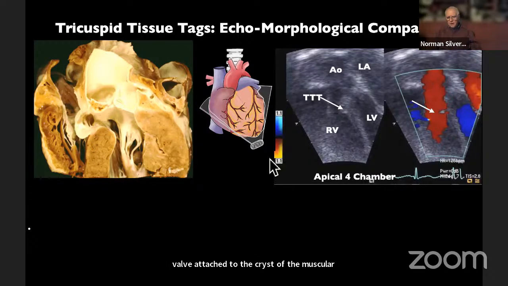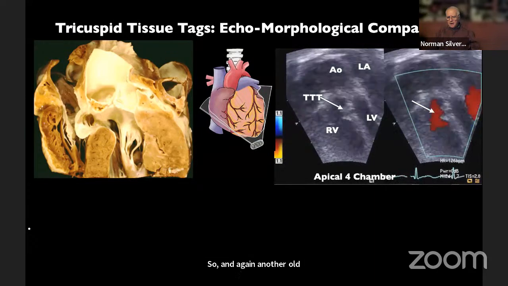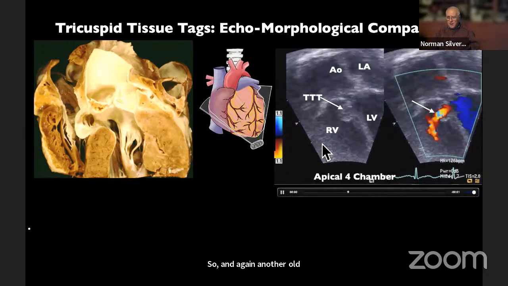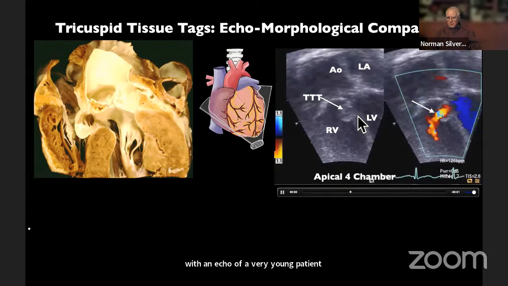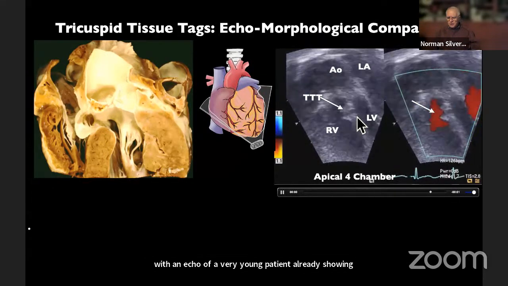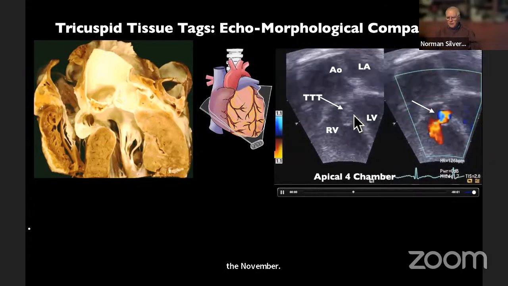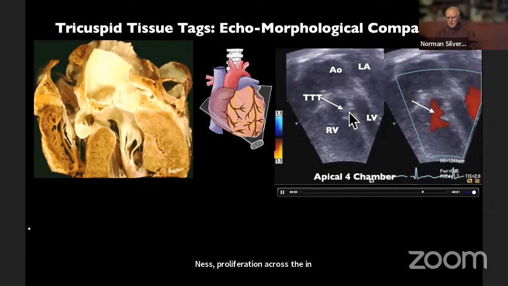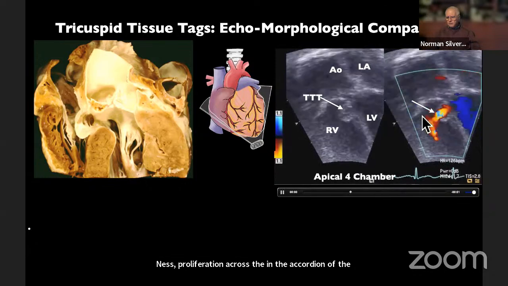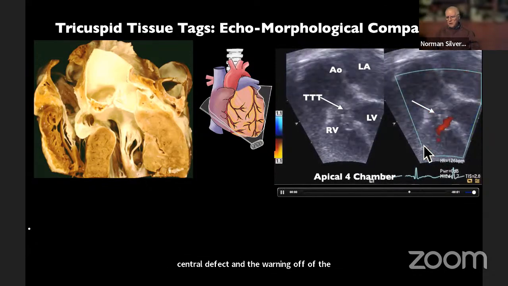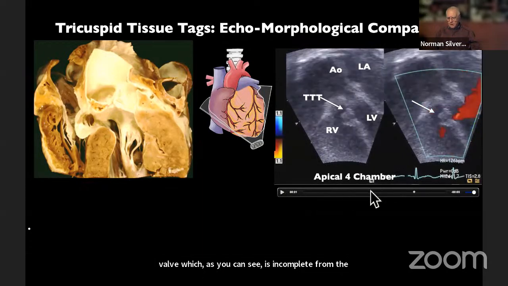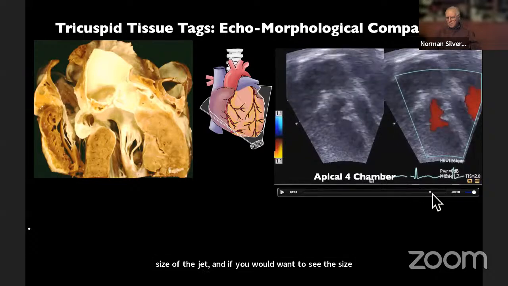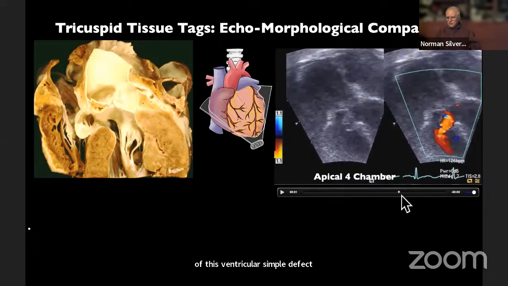So, again, another old patient, and here, matched with an echo of a very young patient, already showing the membranous proliferation across the endocardium of the septal defect and the walling off of the tricuspid valve, which, as you can see, is incomplete from the size of the jet. And if you want to see the size of this ventricular septal defect, you would have to go and look at this in systole.